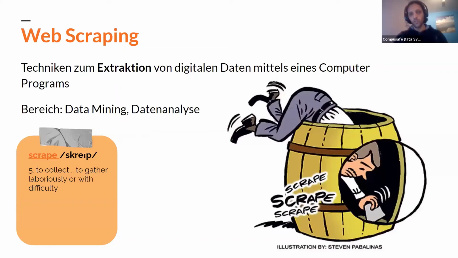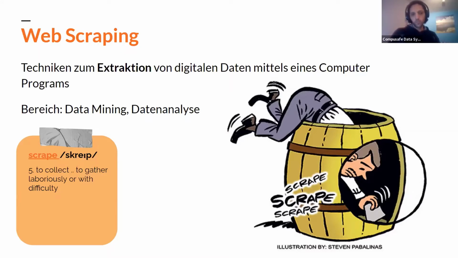What is web scraping? It's a set of techniques to extract information or data from the internet. The web, we already know, is interconnected HTML files, built on top of the internet, which is the infrastructure that allows the web to exist. And scrape is from the verb to scrape.